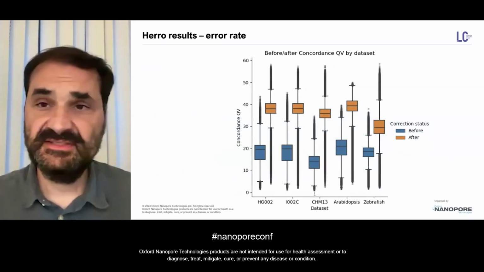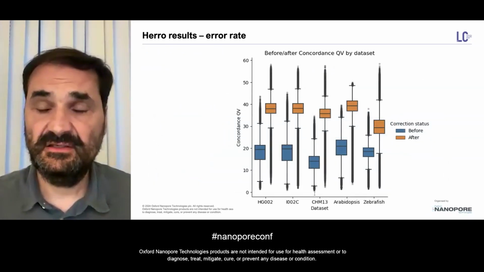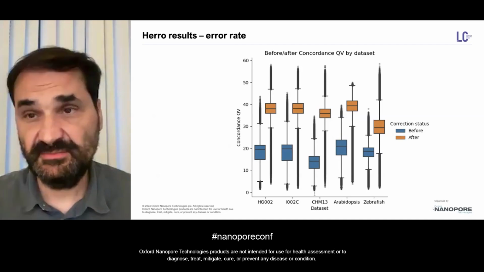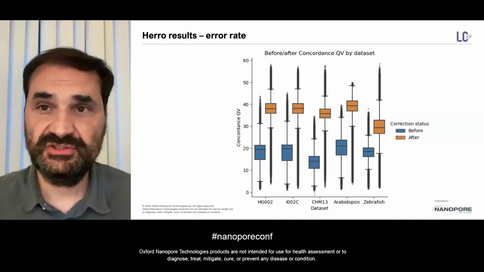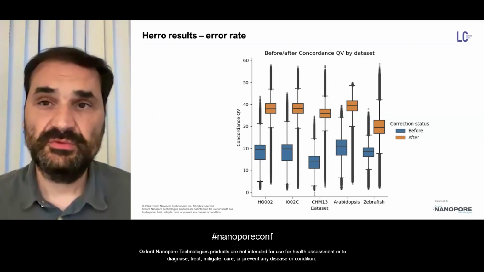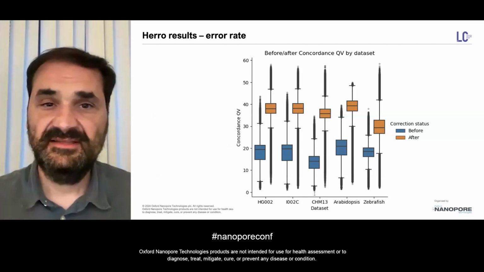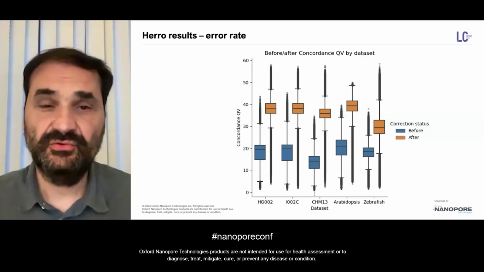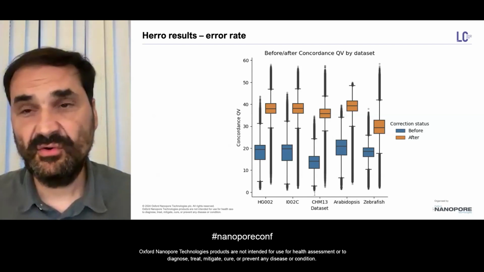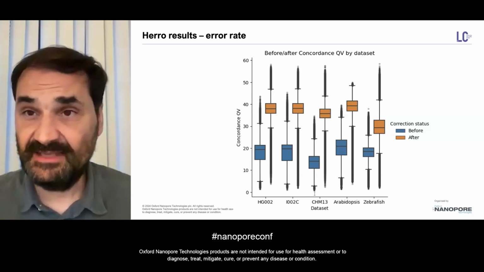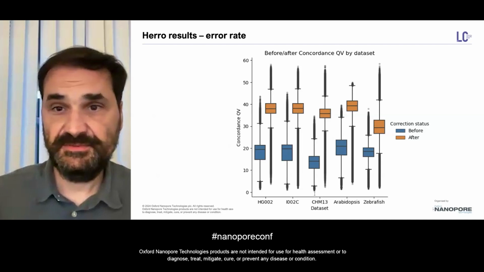Here you can see again results before and after correction. In blue are results before correction, and in orange are after correction. You can see the whole distribution for all chromosomes of all reads, and it is evident that the quality value improves from 20 to almost 40. So it is almost 2 orders of magnitude, 100 times improvement in accuracy.